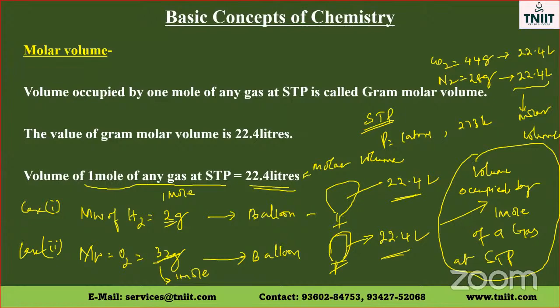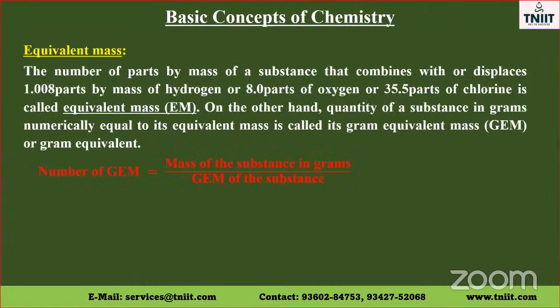Equivalent mass. Now we should understand that elements do not combine based on their mass. It means I cannot say 10 grams of hydrogen combines with 10 grams of oxygen. It is not possible. So elements do not combine based on mass. Elements combine based on their equivalent mass. So we have to understand the term equivalent weight, or equivalent mass.